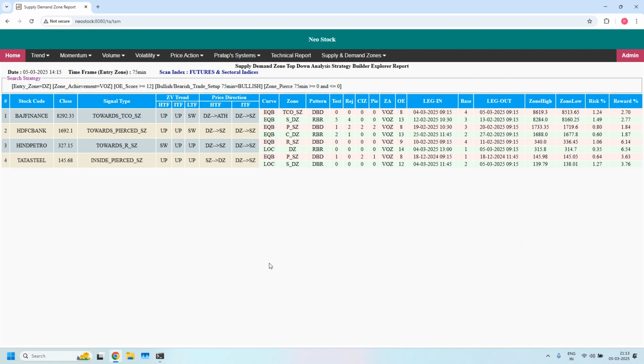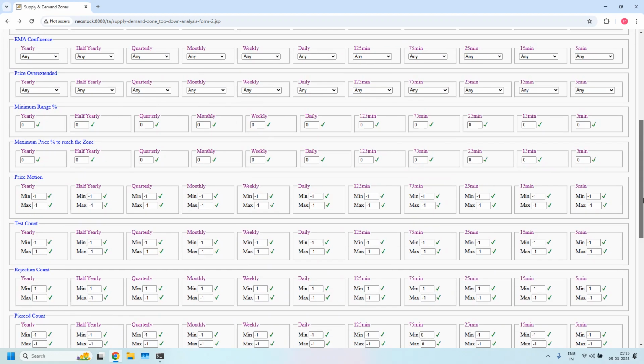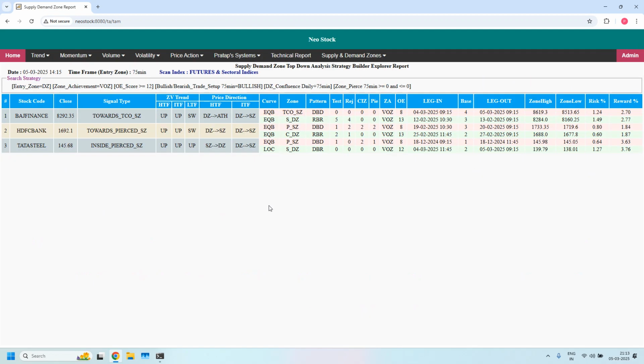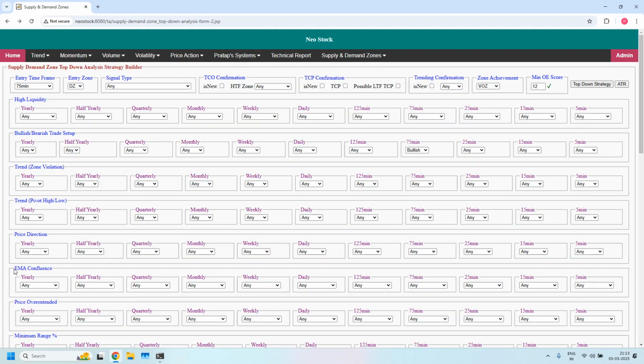Okay, out of these 4, how many are having LTF, ITF and then ITF EMA Confluence? We will check. In the demand zone Confluence, 75 minutes with daily demand zone Confluence. This is LTF, ITF. We got 3 stocks. 75 is part of the daily zone and daily trend up. Let us check daily EMA Confluence from the 3 stocks. Daily demand zone having daily EMA Confluence.